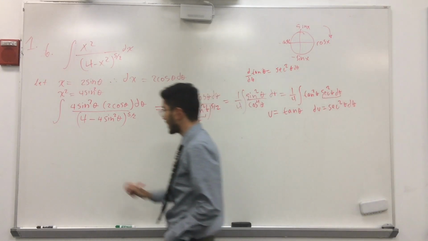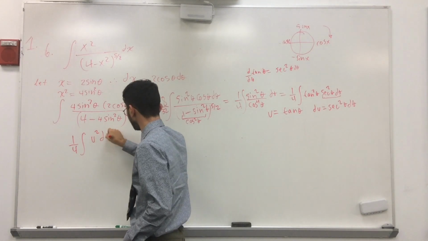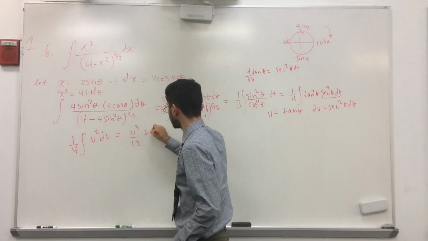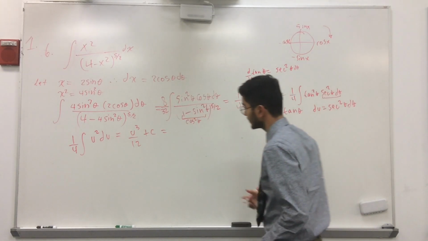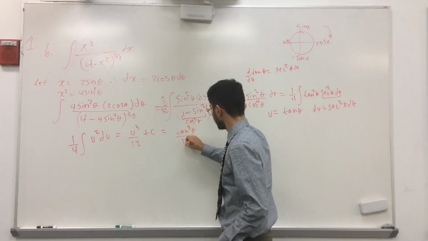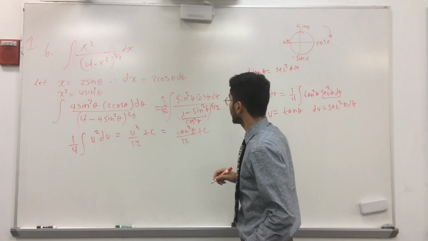So we're going to have 1/4 integral of u squared du, right? This is nothing but u cubed over 12 plus c. Now we substitute back our u. We know that u is tangent theta. So that's going to be tangent cubed theta divided by 12 plus c. But of course, theta has a value.